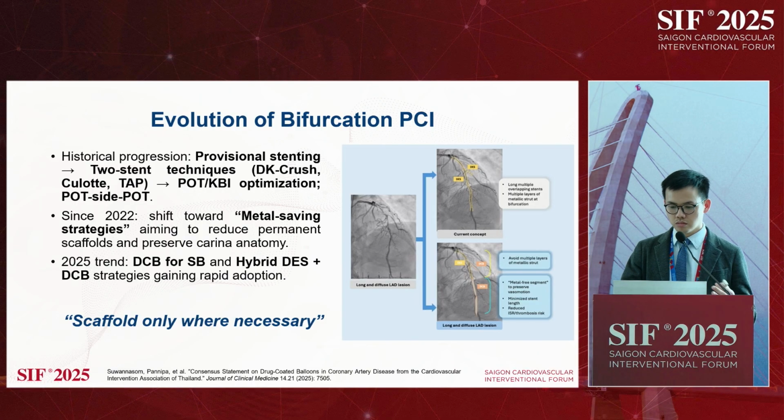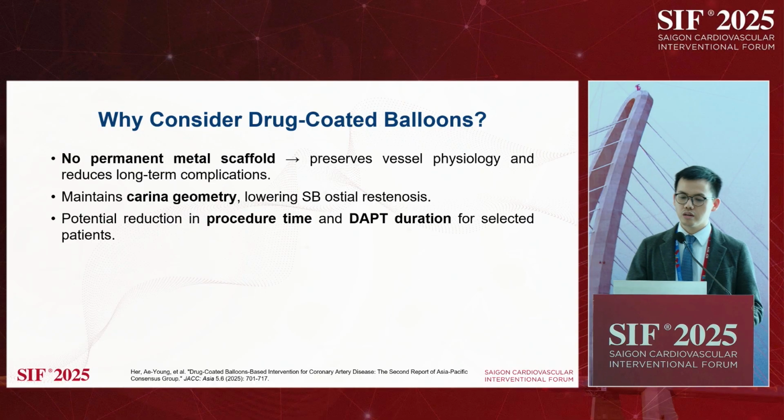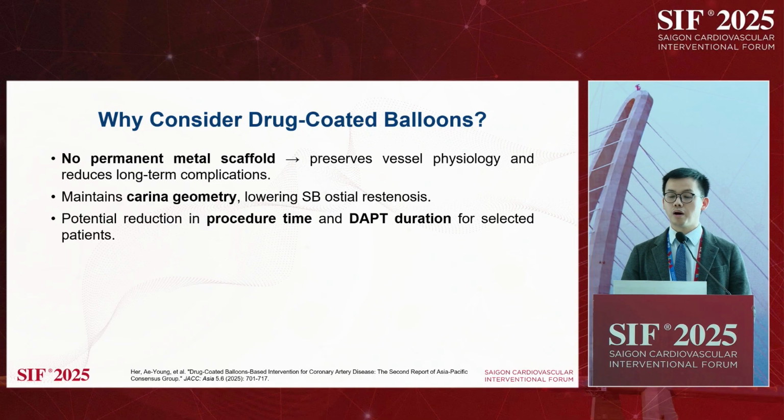Scaffold only when necessary. This is the slogan that everybody in 2025 hears so much. In this picture, you can see diffuse disease comes to us quite often. So the role of DCBs at this time is increasing so much. We consider drug coating balloon because there is no permanent metal scaffold. We can preserve vessel physiology and reduce long-term complications.